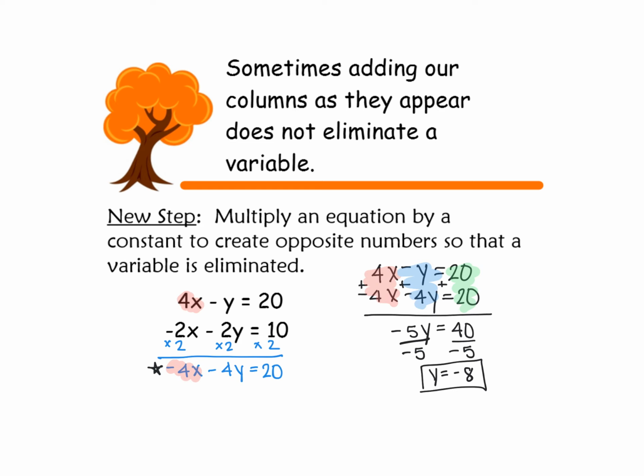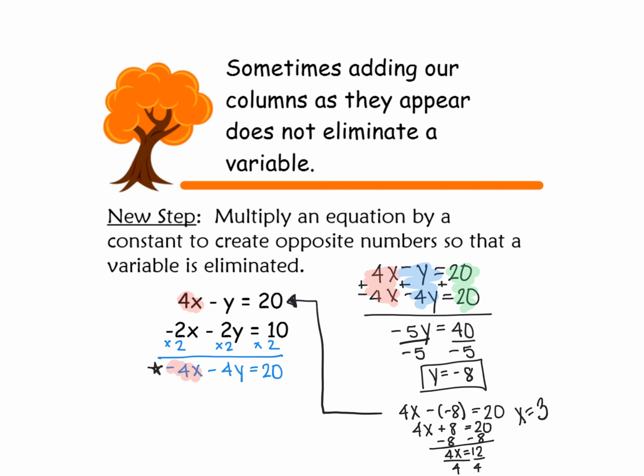Then I want to take that y and plug it into one of my original equations. It doesn't matter which one. I'm going to choose this one. So I plug in 4x minus, I plug in my negative 8 for y, and that equals 20. This negative 1 times negative 8 would make that a positive 8. I would subtract 8 from both sides, and I get 4x equals 12. And when I divide by 4, that would mean x is 3. So my ordered pair would be 3, negative 8.